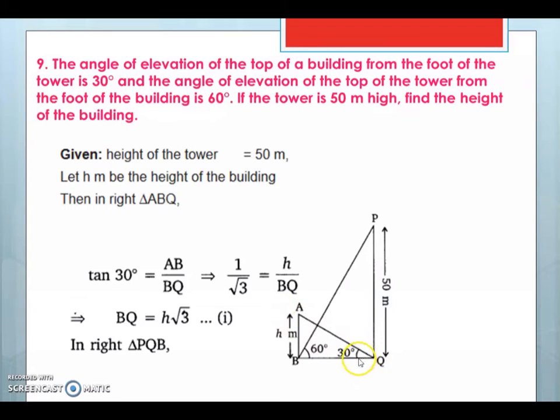Now it is given from the foot of the tower to the top of the building, that angle is 30 degree, angle of elevation. And from the foot of the building to the top of the tower, it is 60 degree. So these are the angles, 30 degree and 60 degree. Again, two triangles are formed here, ABQ and triangle PBQ. So in ABQ, the angle to be considered is 30 degree. In PBQ, the angle to be considered is 60 degree.